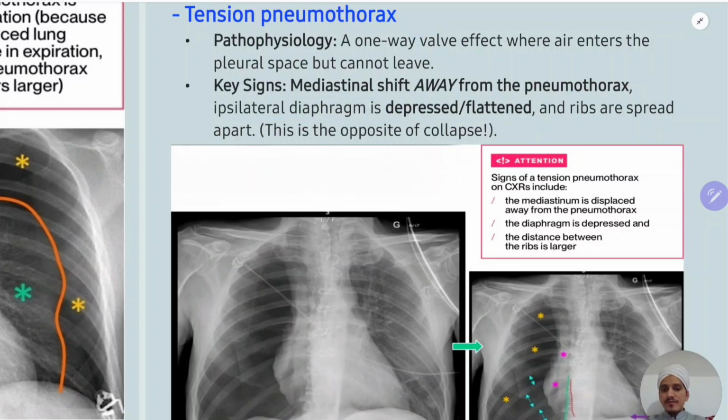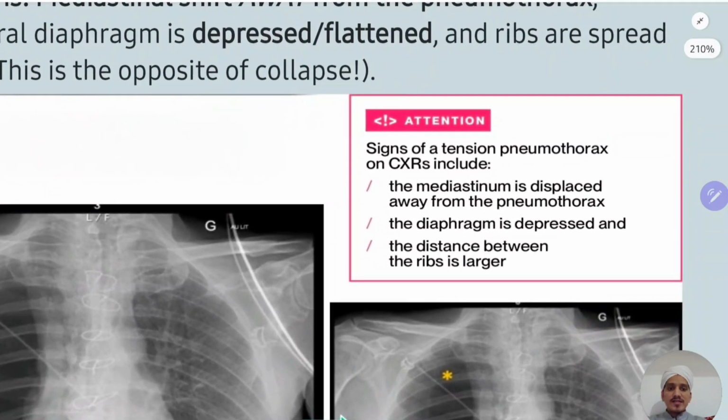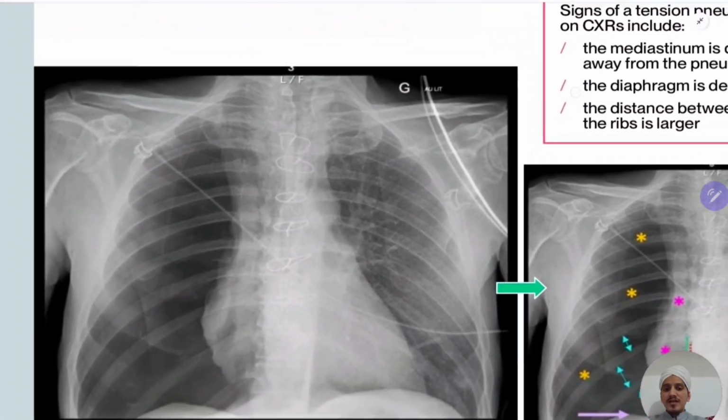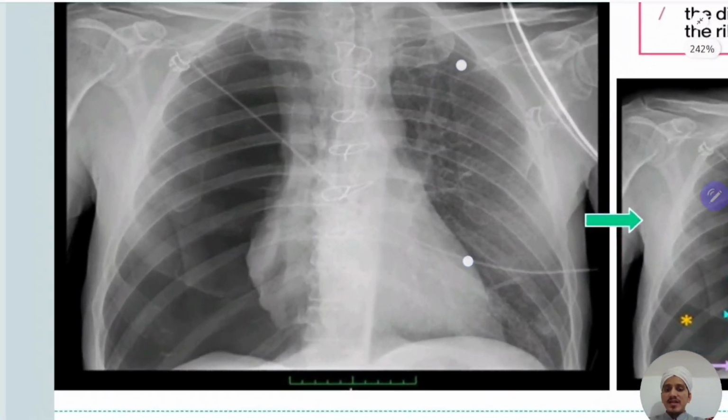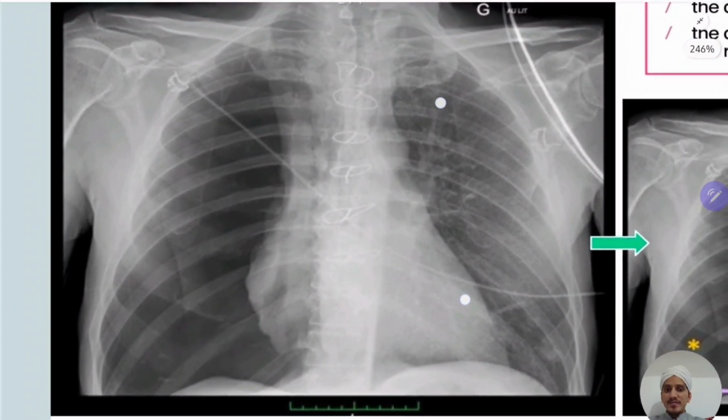Okay. So now signs of tension pneumothorax: the mediastinum is displaced away from the pneumothorax, the diaphragm is depressed, and the distance between the ribs is larger. Whereas in case of collapse, on the side where the collapse is present, the ribs will be crowded at that side. Okay.